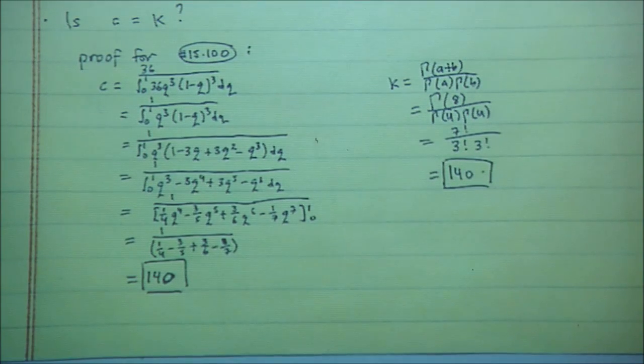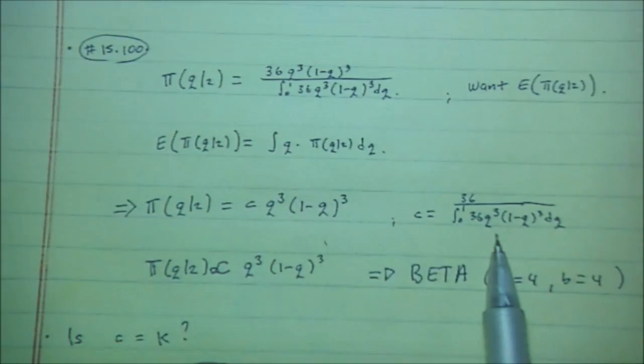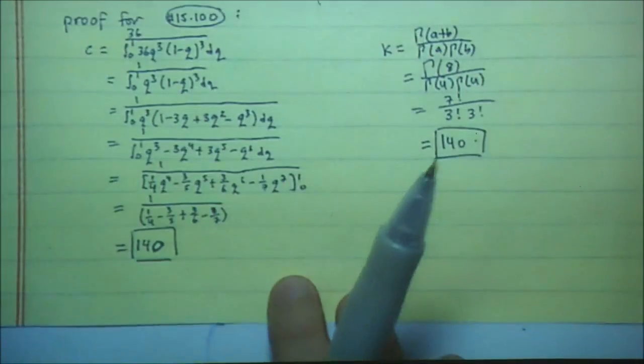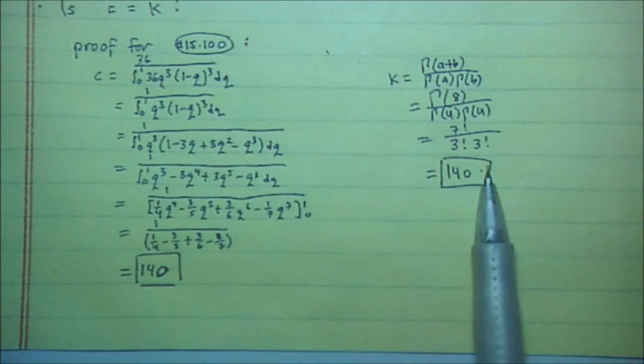Now you should be wondering if the k in our general beta distribution is equal to the c in our posterior distribution. The answer is yes, and here is a proof for that, for this particular example. And we see that they're both equal.